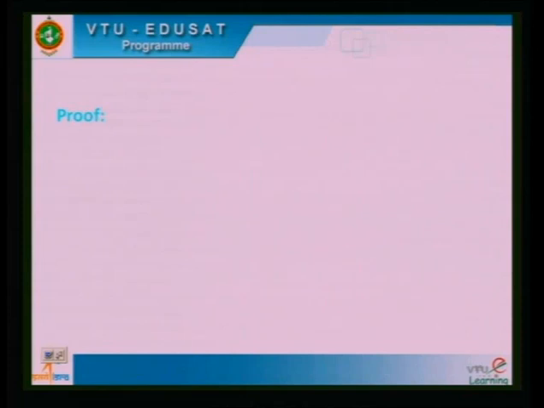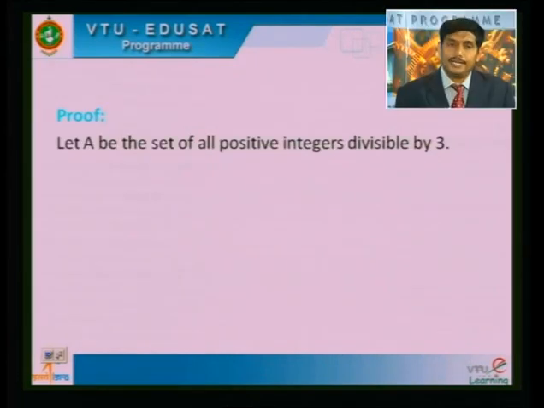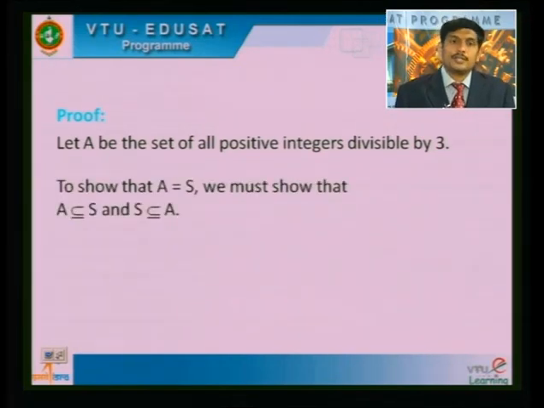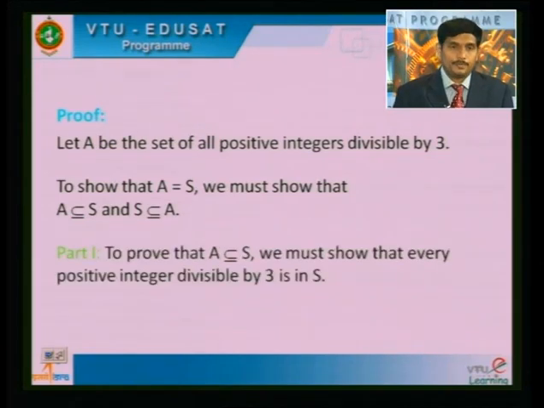Now we give a proof for that. What is the proof? Usually we can give it by the induction method. Here we start with: let A be the set of all positive integers divisible by 3. To show that A is equal to S, we must show that A is contained in S and S is contained in A. Means if both are contained in each other, then therefore both are equal. It is the set theory concept we applied here. Part 1 of the proof is to prove that A is contained in S. We must show that every positive integer divisible by 3 is in S.